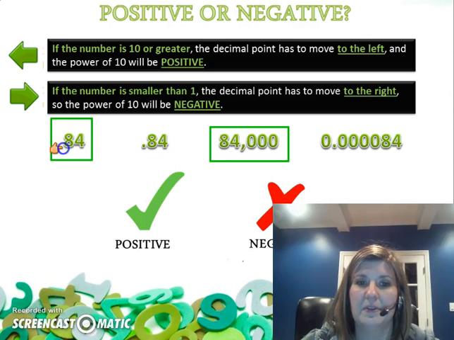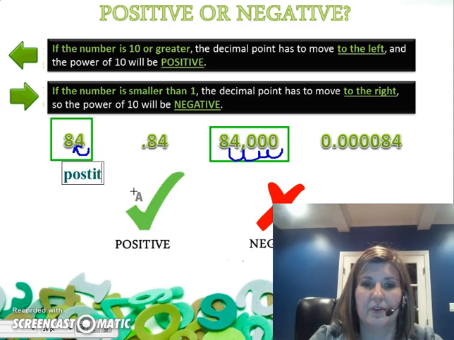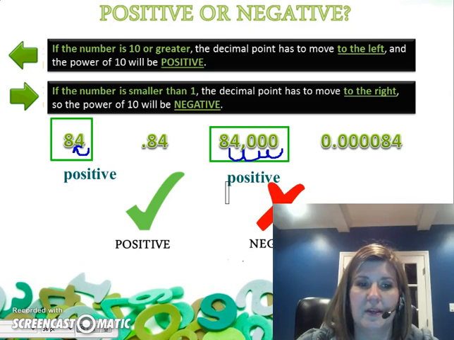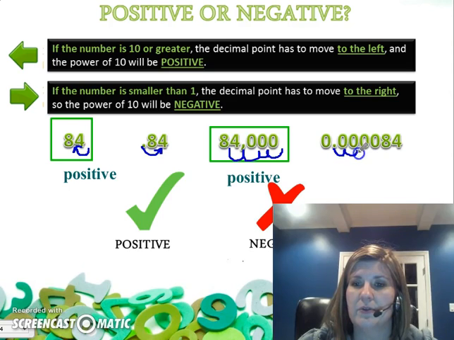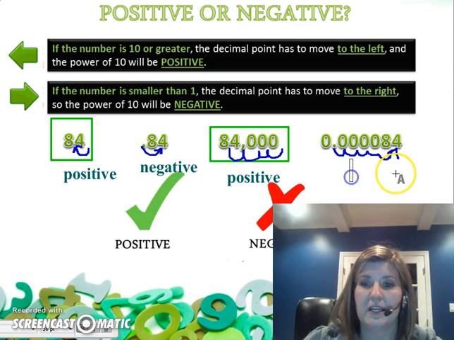Okay, so these would be positive because they're above 10. We would move 1 place to the left. Here we would move 1, 2, 3, 4 places to the left. And in this case, they would both be positive because the number started greater than 1. The other two, however, would be negative because we're moving the decimal point to the right in both cases, either 1 or 1, 2, 3, 4, 5 positions. And the exponent would then be negative to tell us that the number was originally a decimal.